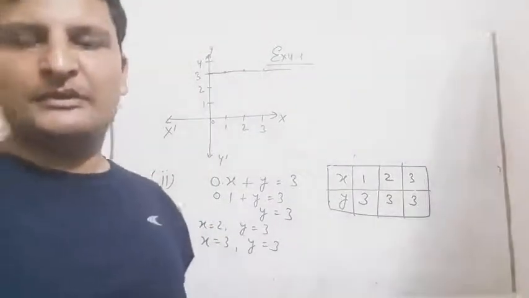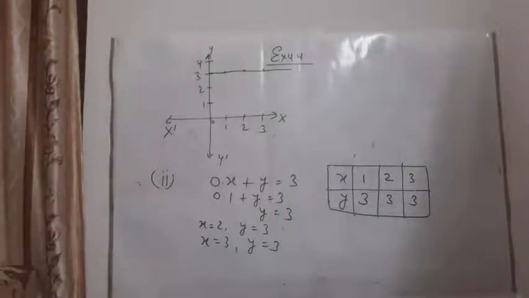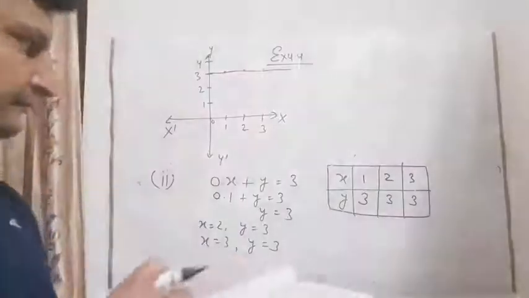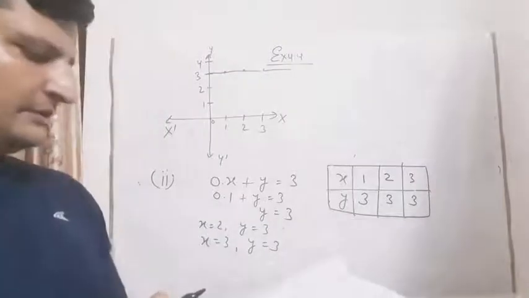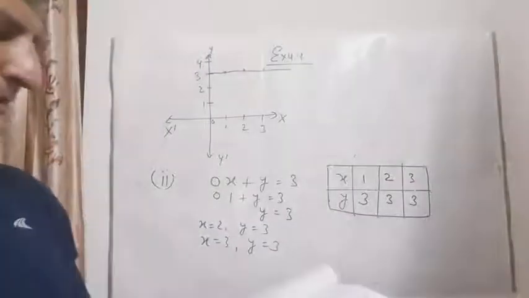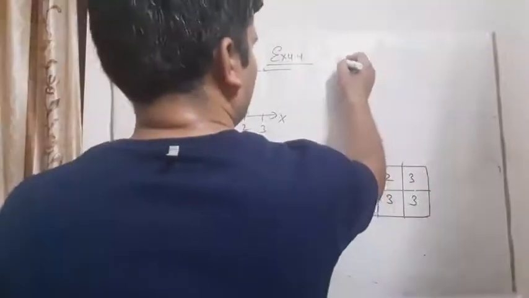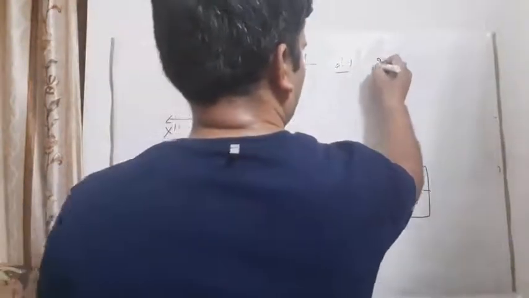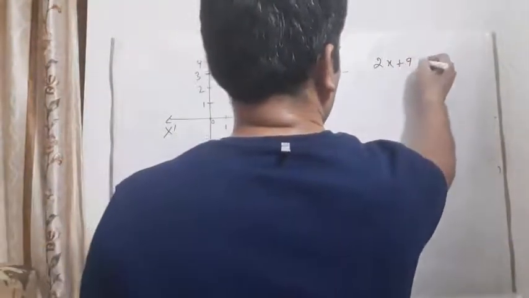Question number 2. In question number 2, give the geometrical representation of 2x plus 9 is equal to 0.